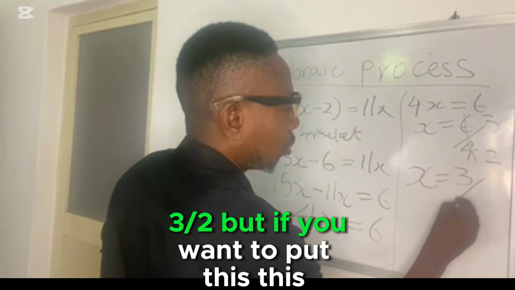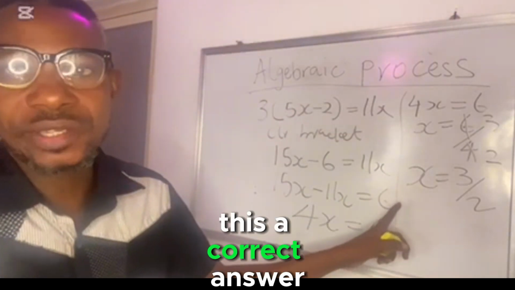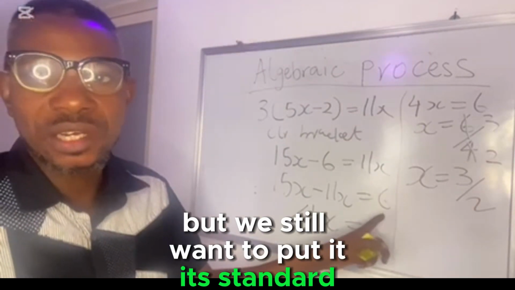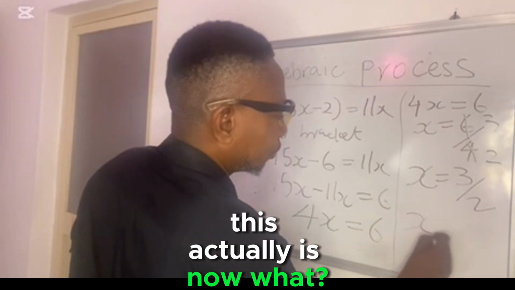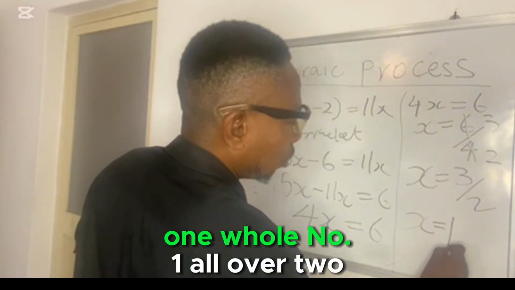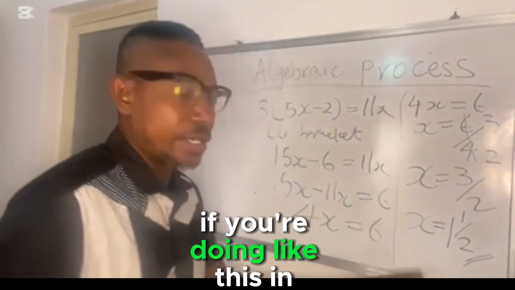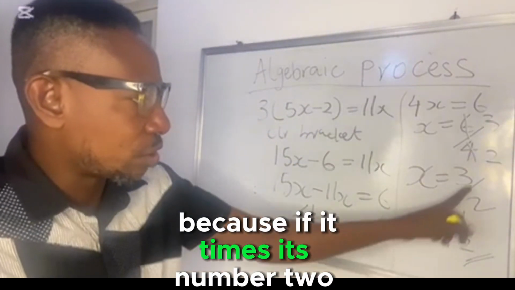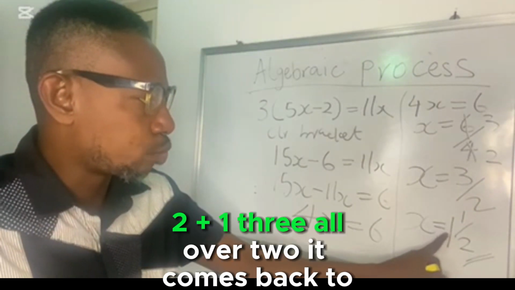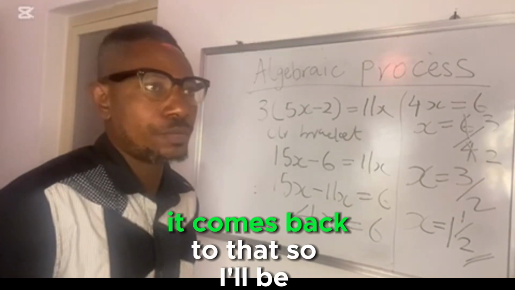So the value of x now is 3 all over 2. This is a correct answer, but we still want to put it in a standard way. This x is now 1 whole number 1 all over 2. That's the final answer. If you do it like this in the exam, you get your full score. 1 whole number 1 over 2. Because if you multiply this out, it gives us this number back: 2 times 1 is 2, plus 1 is 3, all over 2. It comes back to that.